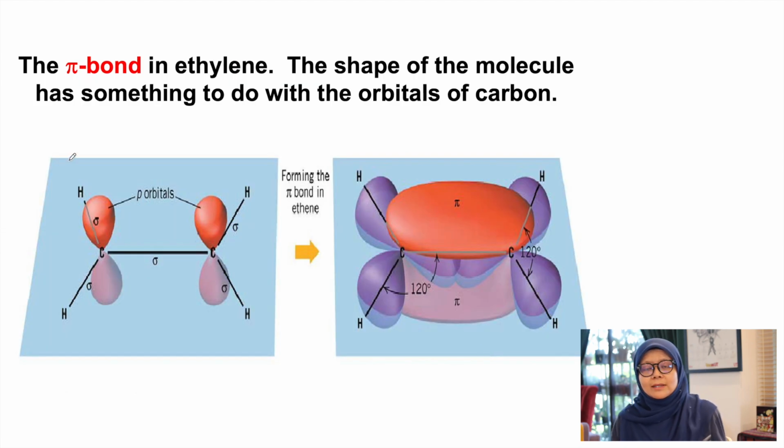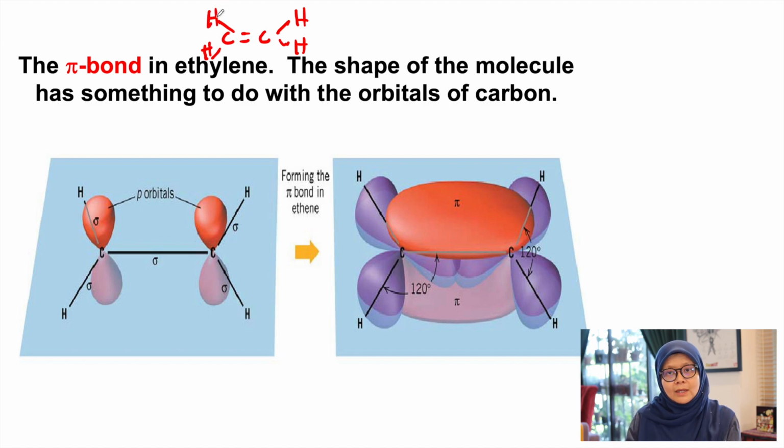Right, another one, second one is the pi bond in ethylene. So this is the shape, alright, the overview of the ethylene molecule that has something to do with the orbitals of carbon. Alright, so the molecular formula for ethylene is C double bond C. So we have the hydrogens here. As you know, a double bond will have one sigma and one pi. So the bond between carbon and carbon here will form a sigma. Carbon and hydrogen will form another sigma. Same goes to here, here, and also here.